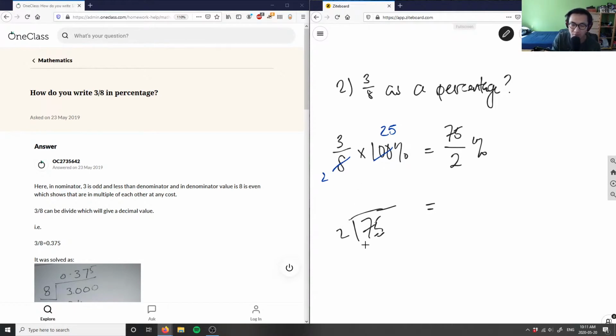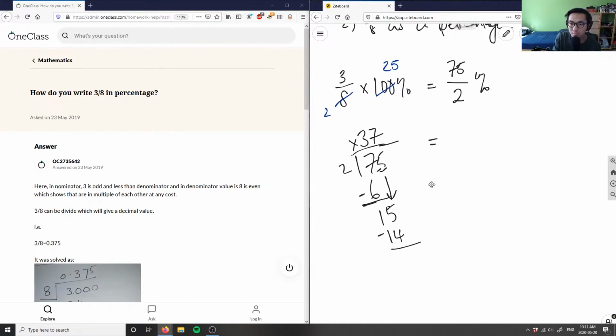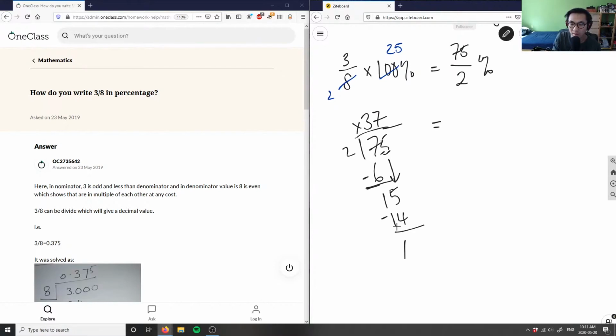So 2 times what number goes into 7? Closest is 3. 3 times 2 here is 6. 7 minus 6 here is 1. I'll bring down the 5 here. 2 times what number is closest to 15? I know 7 is closest to 15. This will be 1. And then I have to add a 0 here to bring this down. 2 times 5 is 10, right? And I'll have a decimal here. 10 minus 10 is 0. So my answer here is 37.5.